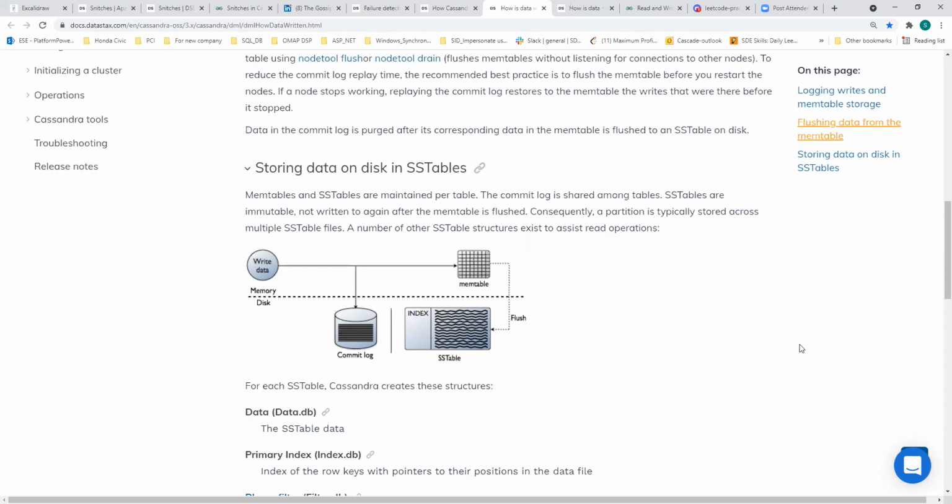Nick, you had something to say. Does Cassandra block new writes during the flushing process? So if there is flushing going on, does Cassandra block new writes? It blocks the writes, right?